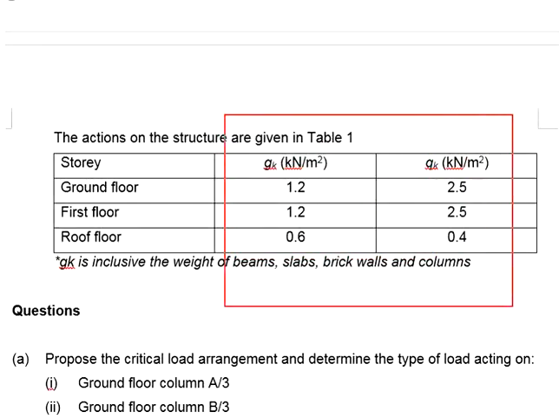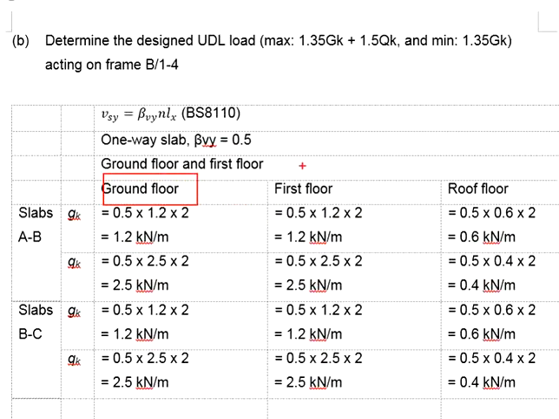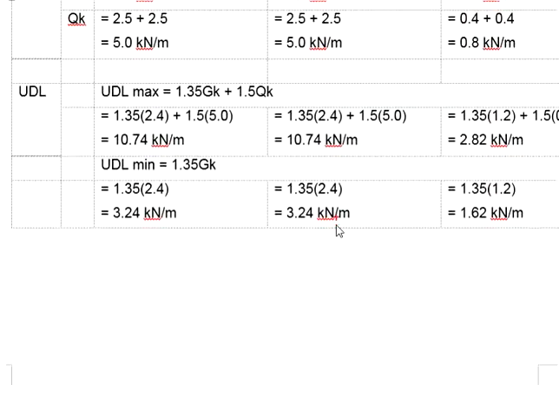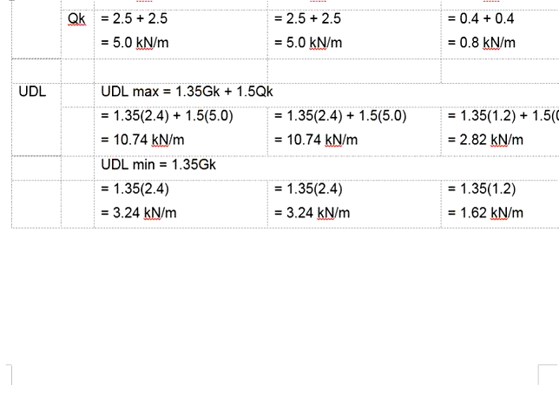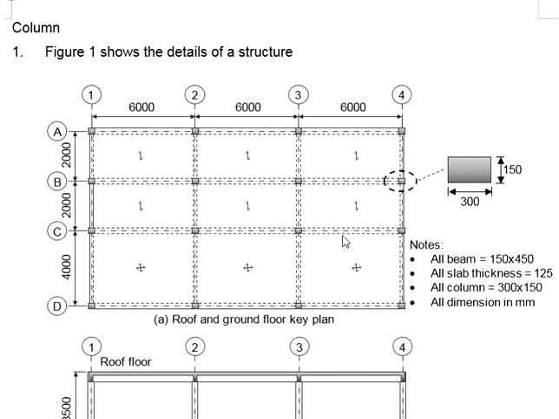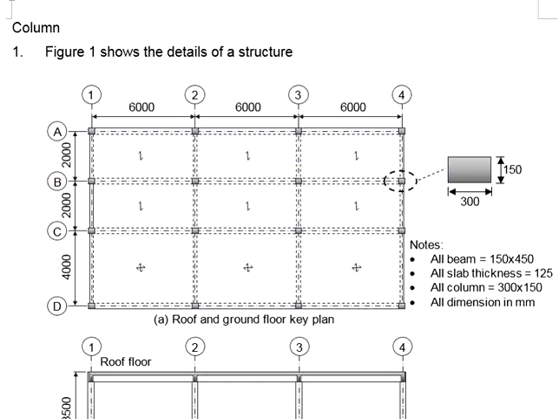Based on the GKs and QKs given in the questions, the maximum and minimum loads for the ground floor and the first floor will be the same, but the roof floor will be different. Therefore, we will need to calculate them separately until we acquire the maximum and minimum loads for the ground floor, first floor, and the roof floor. We are calculating the UDL acting onto the beams of the frame B1 to 4.